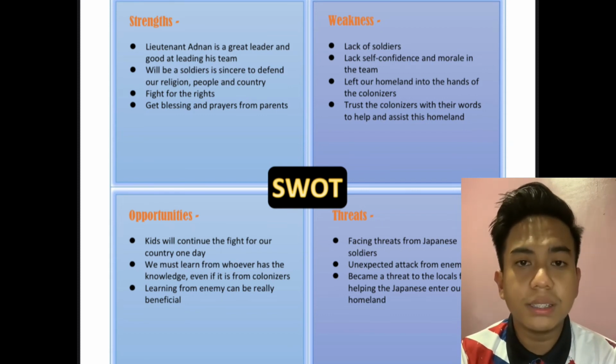The first point is that kids will continue the fight for our country one day, because children are the leaders and fighters of the country in the future. Next, we must learn from whoever has the knowledge, even if it is from the colonizer. Lastly, learning from the enemy can be really beneficial to improve our talent and strategies in war. That's all from me. Thank you.